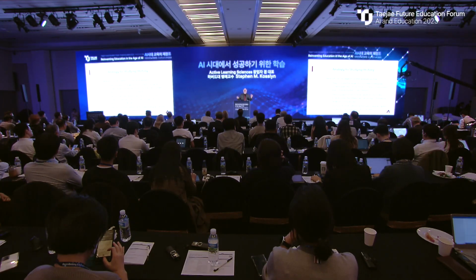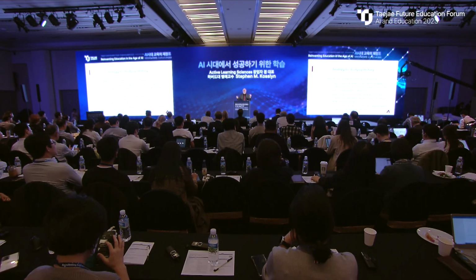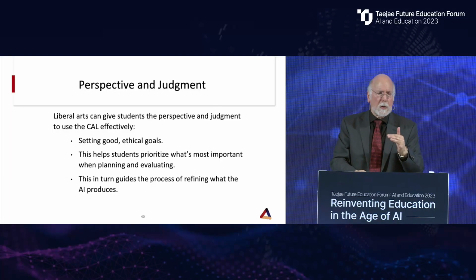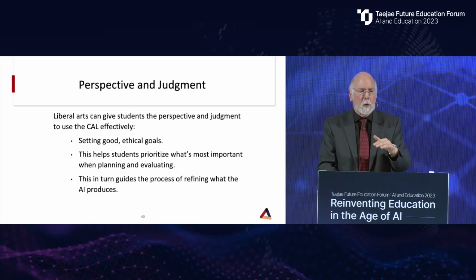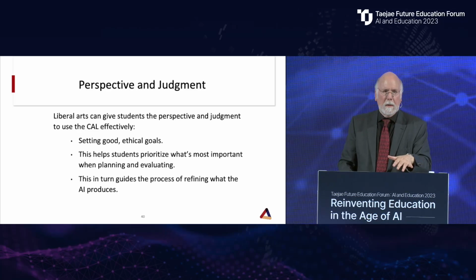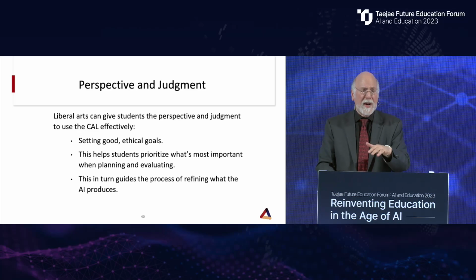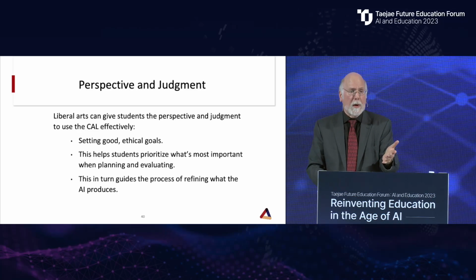So this is the key idea. Liberal arts are really useful for helping you understand the space of possibilities, what it can be to be a human, and how you personally can situate yourself within that space. So the liberal arts can give students the perspective and judgment to use the CAL, the cognitive amplifier loop, effectively and as well as responsibly.